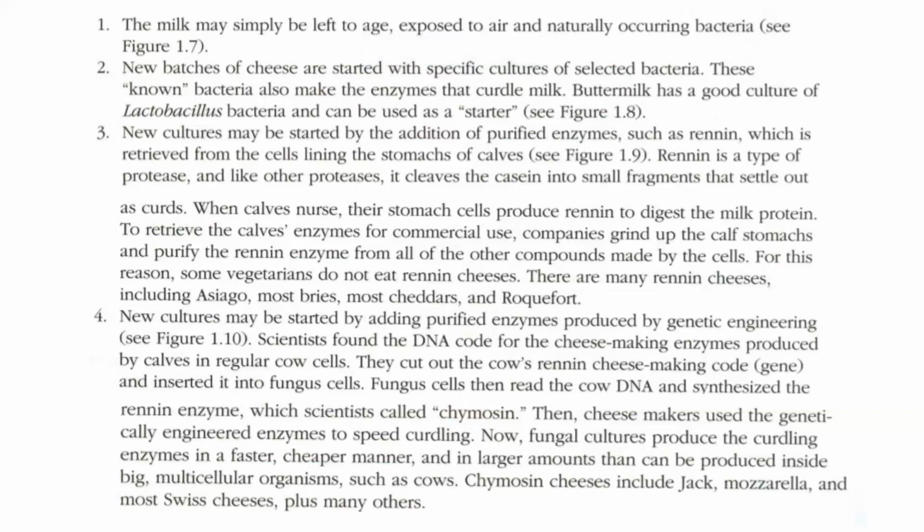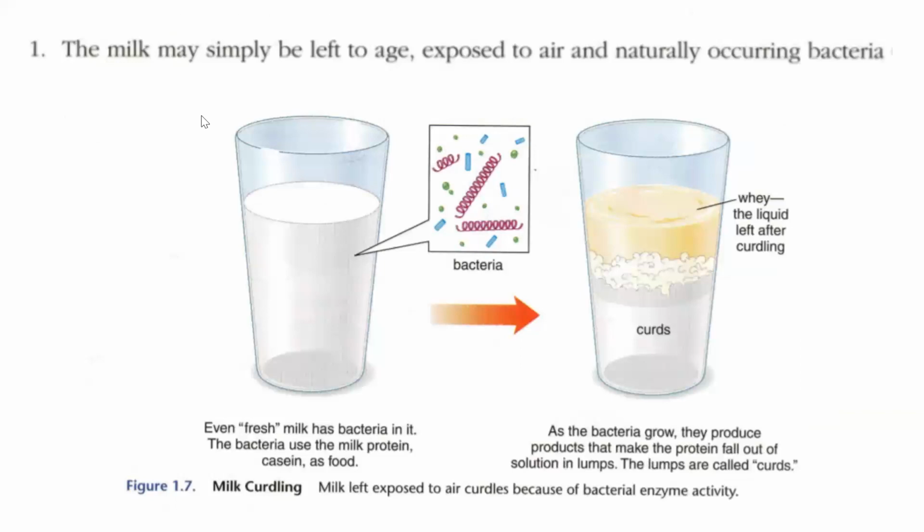Okay, so there are 4 different ways that we are going to look at of making cheese. We'll do one at a time. We're not writing anything yet. Remember, we're listening to it all, and then you will have time to summarize. So the first, most simple way is you just leave the milk out. Exposed to air and naturally occurring bacteria. So bacteria from the air will get into your milk and cause the reaction.